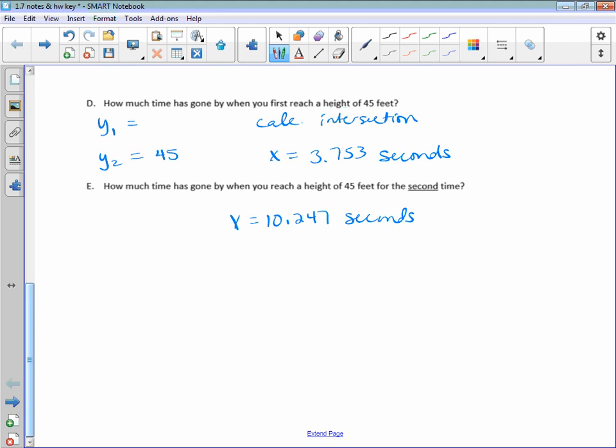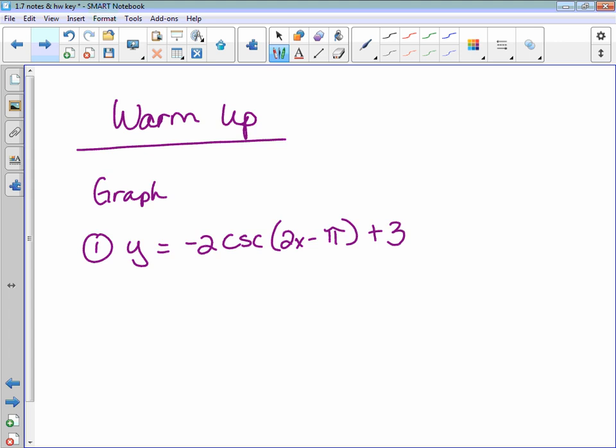Alright, so are we okay with the Ferris wheel? So you guys get to try one now.